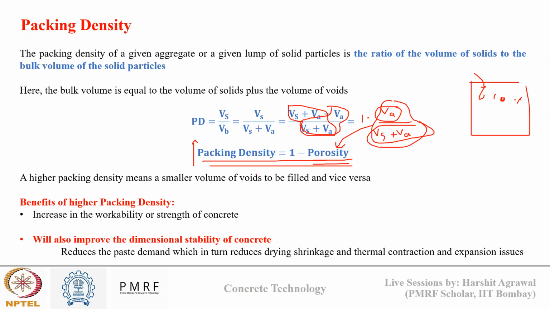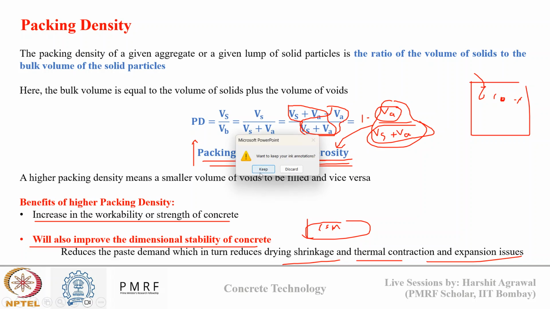So what are the benefits of having higher packing density? It increases the workability or strength of concrete, and it improves the dimensional stability of concrete. Why? Because now less paste is required for aggregates. If less paste is required for aggregates, the remaining paste will contribute to workability of my concrete. And the cement content demand will also decrease since aggregates are compacting the concrete properly, so less cement is required. So my thermal compaction issue, shrinkage issue, expansion issues all will be resolved since I am using less cement.